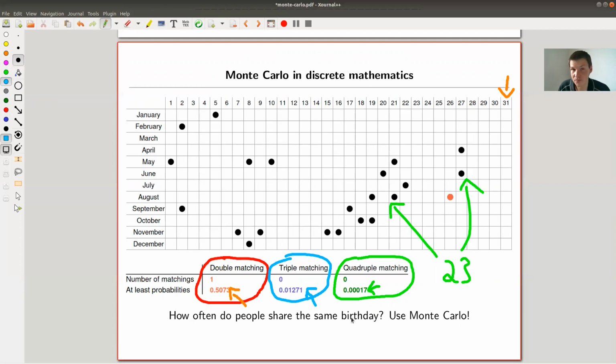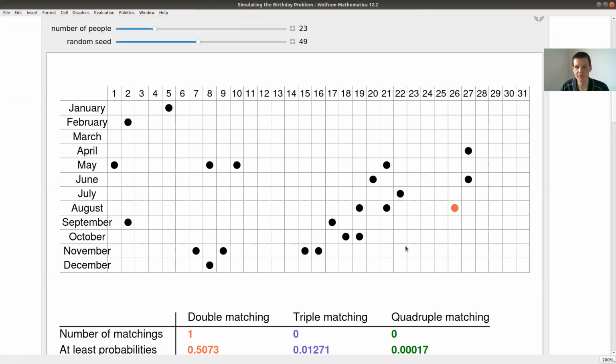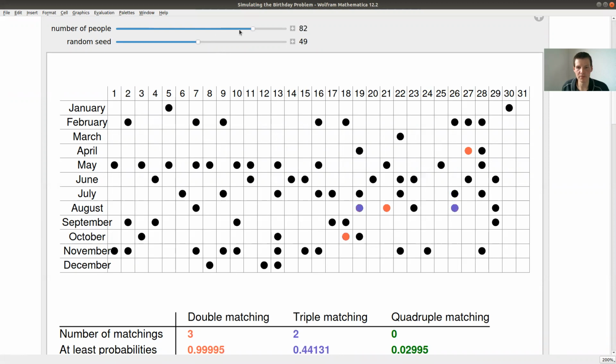Let's say it would be impossible to compute them explicitly. Let me show you how this actually works. Okay, so here we are, same picture as before. I can vary the number of people, and as you can see, there are more people. And then, of course, if you have more people, it gets more likely to hit the same birthday.